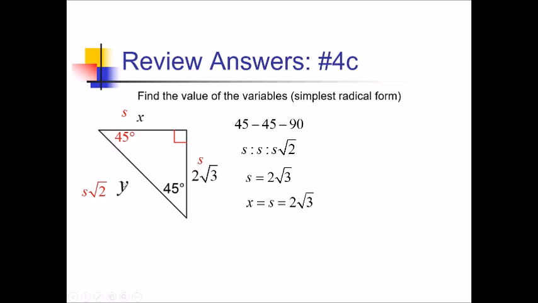And for y, that's equivalent to s radical 2. So I have to take this s value of 2 radical 3 and multiply that by a radical 2 to get my y value. So the radicals actually end up getting multiplied together on this one. This is going to give us 2 radical 6.